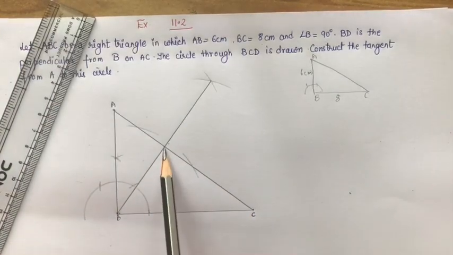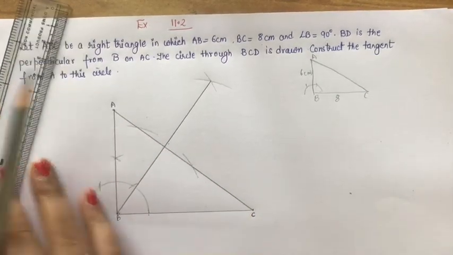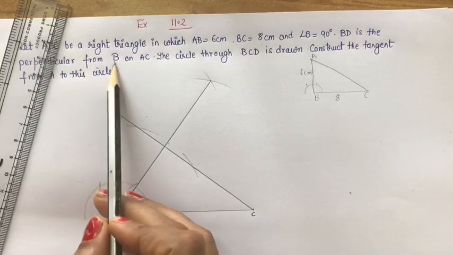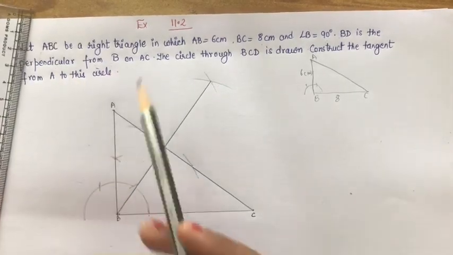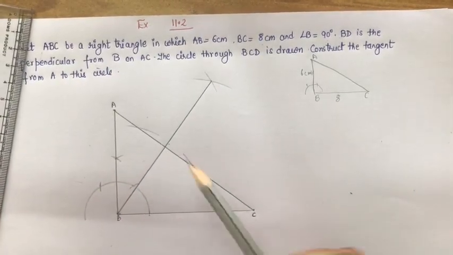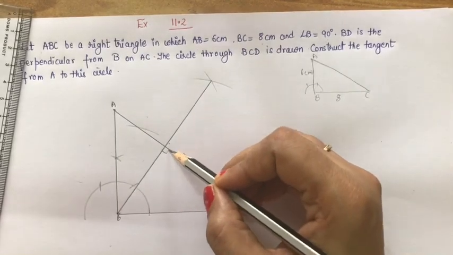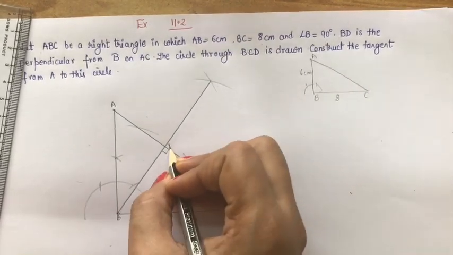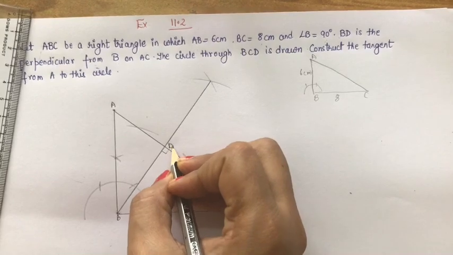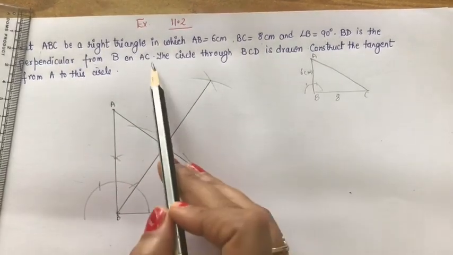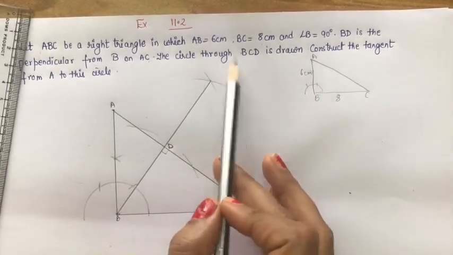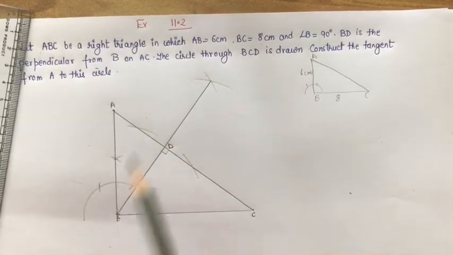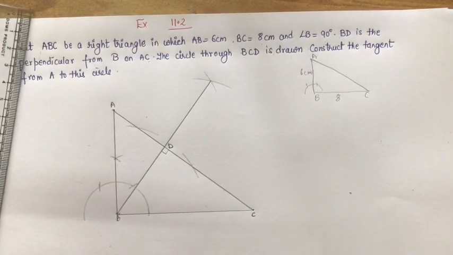Now see, BD is the perpendicular from B on AC. From B we have drawn a perpendicular on AC, so we need to call this point D according to the question. Now children, next, so we have completed till here. The circle through BCD is drawn. Now we need to draw a circle which passes through these points B, C, D.